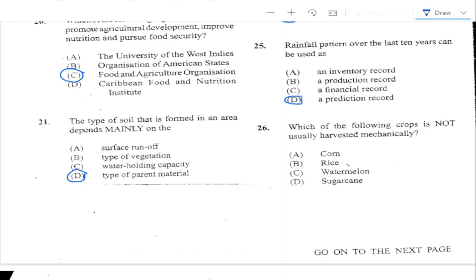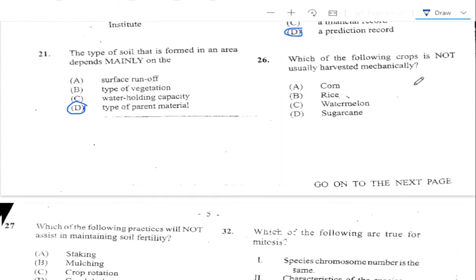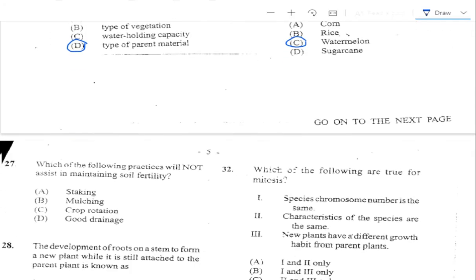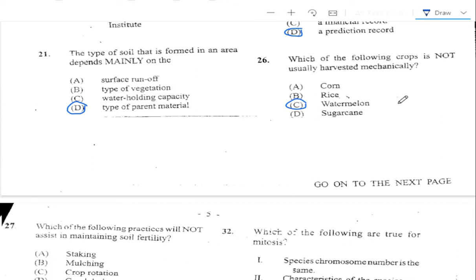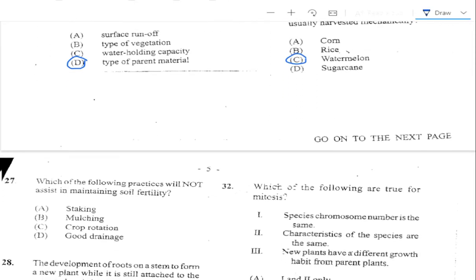Question number 26. Which of the following crops is not usually harvested mechanically? Corn, that can be harvested mechanically. B. Rice, rice can also be harvested mechanically. C. Watermelon, no. So the answer is C. It's too soft, it will get damaged. D. Sugarcane can be harvested mechanically as well. So when you're harvesting, the aim is to prevent damage to the produce. And alright, so the watermelon is more vulnerable to damage from machines.